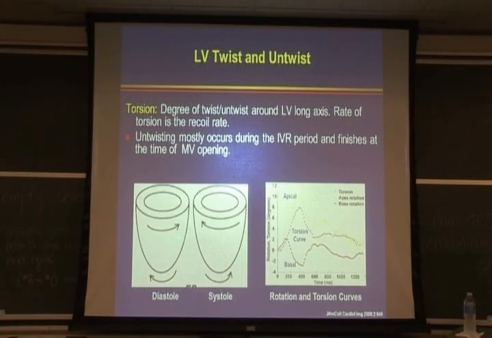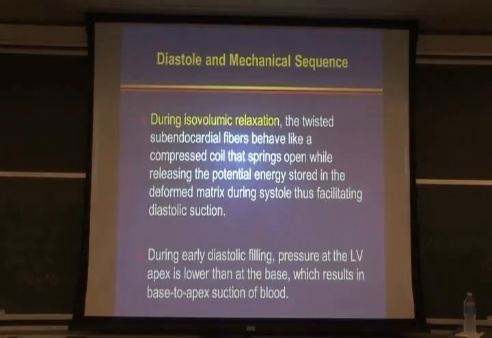Just to show the same thing here, during systole, the apex of the heart moves counterclockwise and the base moves clockwise, and during diastole the movement is just the reverse. The apex moves clockwise and the base moves counterclockwise. You can see this kind of motion creates a torsion, and that certainly during systole helps to inject the blood to the great arteries.